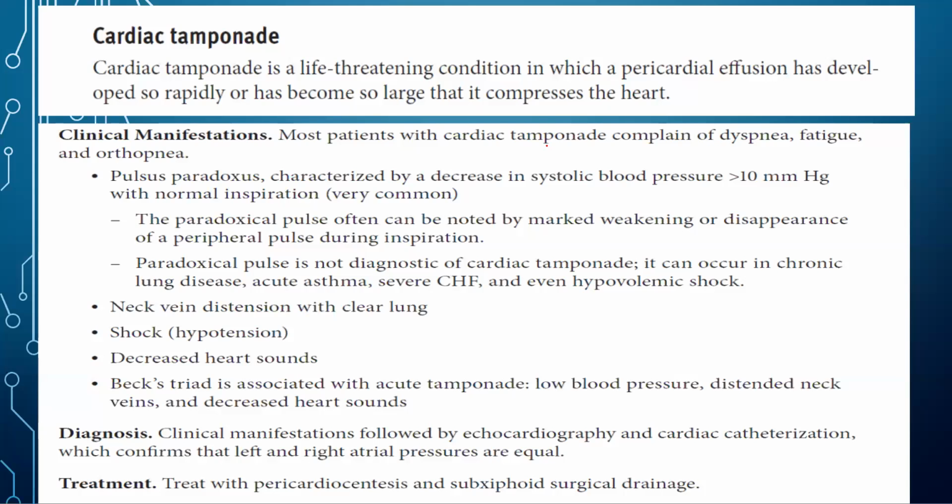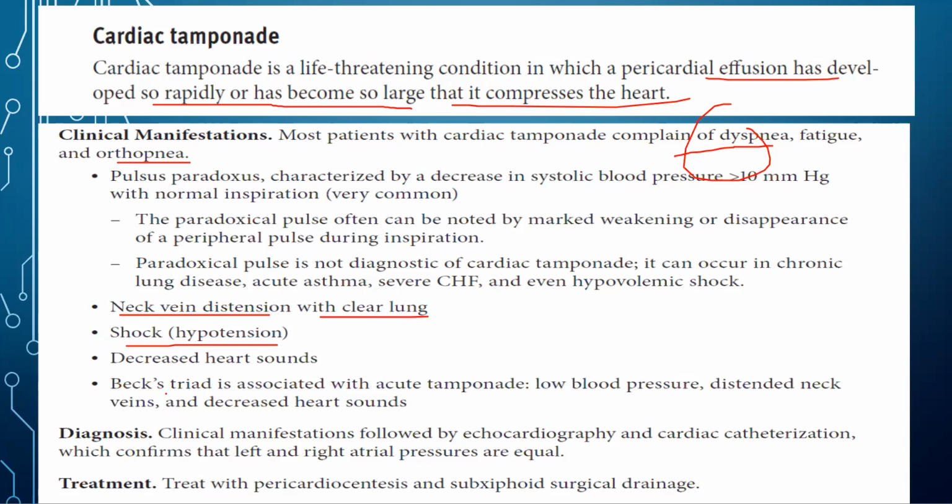Now, cardiac tamponade is a life-threatening condition in which pericardial effusion has developed so rapidly or has become so large that it's compressing your heart. A patient with this will present with sudden onset of dyspnea, orthopnea. They will also have raised JVP with clear lungs. They will have shock or hypotension because now the heart is covered with fluid or blood. You will not be able to hear the heart sounds properly, which we call muffled heart sounds.